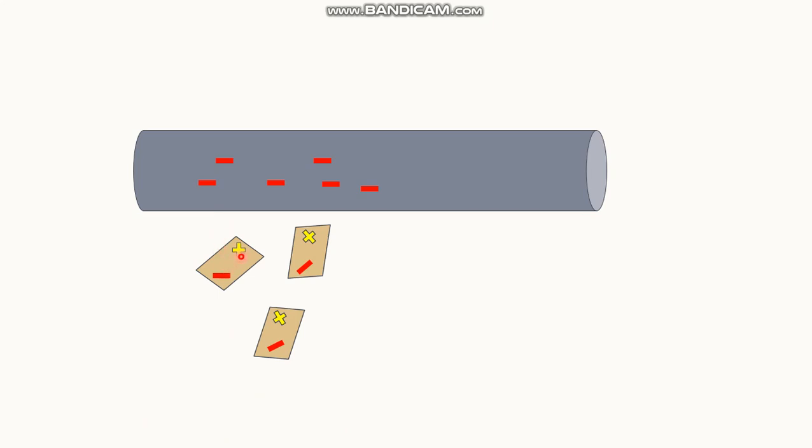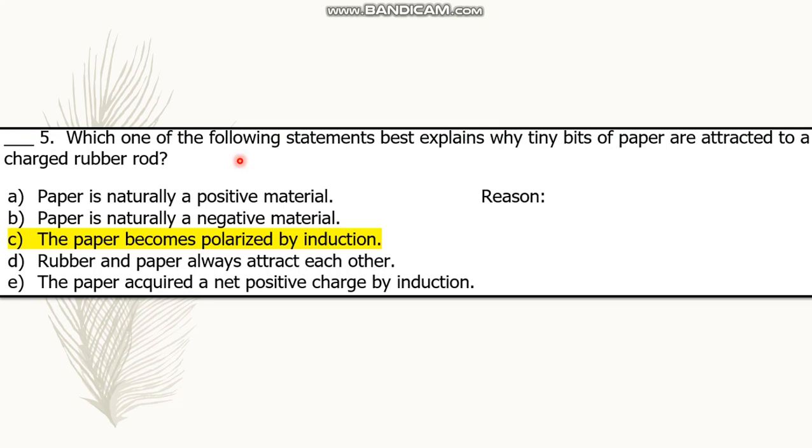So again, the electrons will tend to move away from this negatively charged rod. Thus, the region of the paper that's near the charged rubber rod will tend to have its electrons move away from it, leaving this region with a net positive charge and this region with a net negative charge. So that's the reason why these pieces of paper will tend to be attracted to this charged rubber rod. So the answer for number 5 is letter C.